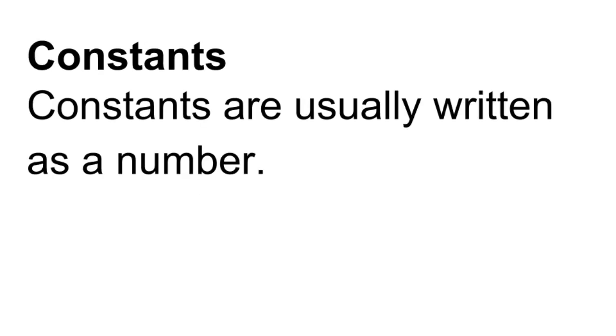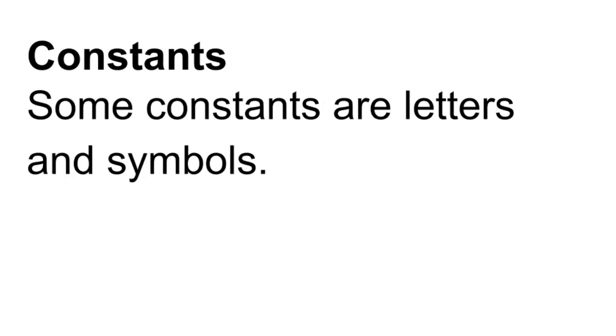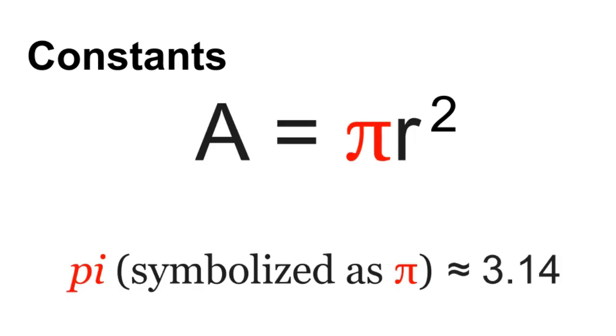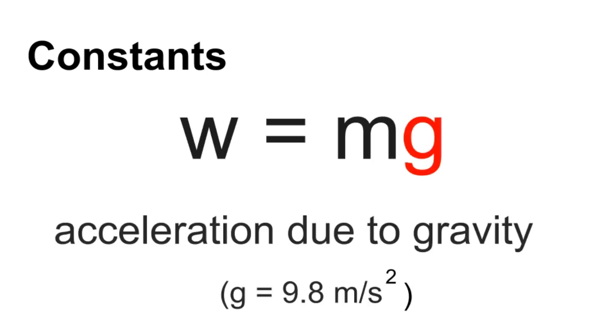Constants are usually written as a number. Some constants are letters and symbols. Example, c in the equation E equals mc squared is a constant. Pi is also a constant. G is also a constant.